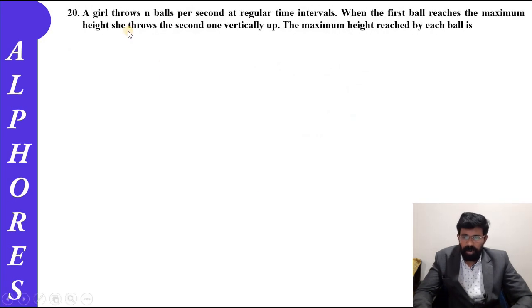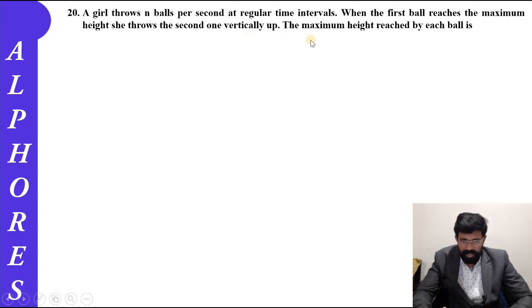Let us try to solve one more problem. A girl throws n balls per second at regular time intervals. When the first ball reaches the maximum height, she throws the second one vertically up. So when the first ball has reached the maximum height, she is throwing the second ball vertically up. It means that the time gap between the first ball and the second ball is equal to the time of ascent, u by g. Because the first ball is at the maximum height and the second ball is about to start from the initial position, right? So obviously whatever regular time interval he is talking about, that time interval is equal to the time of ascent.